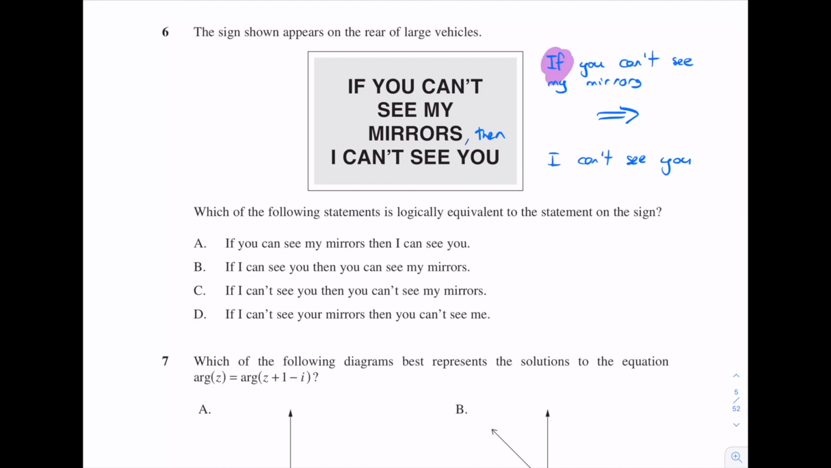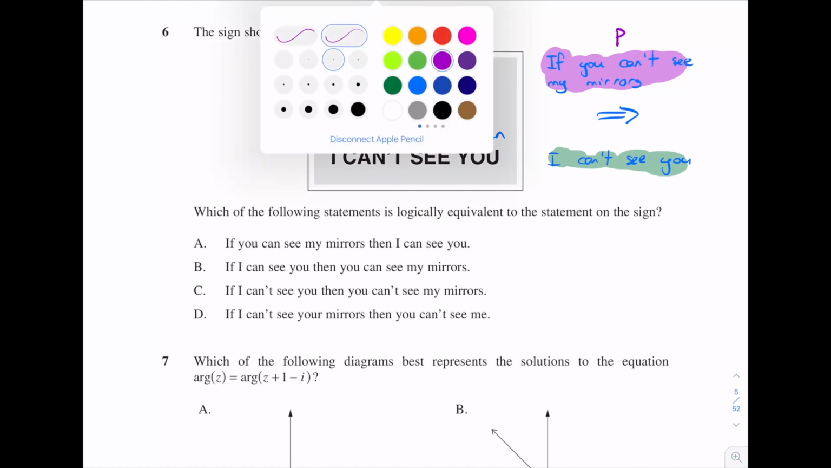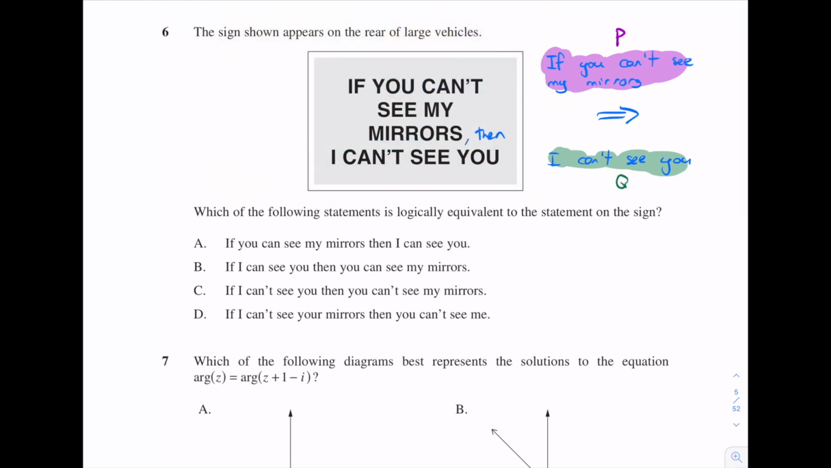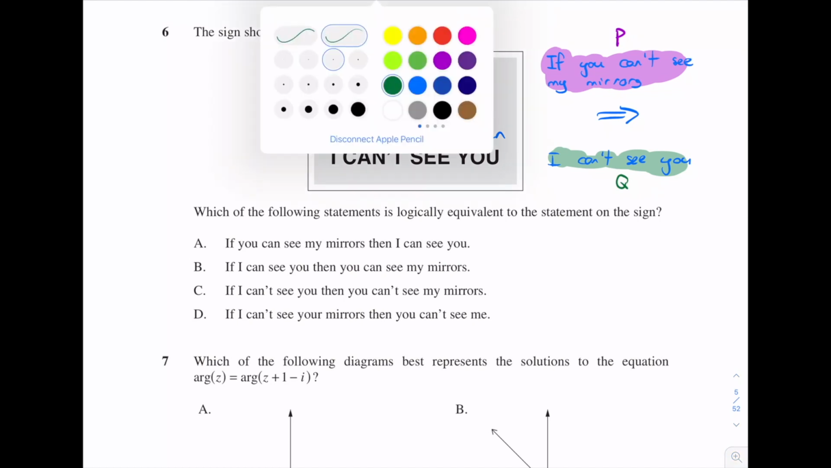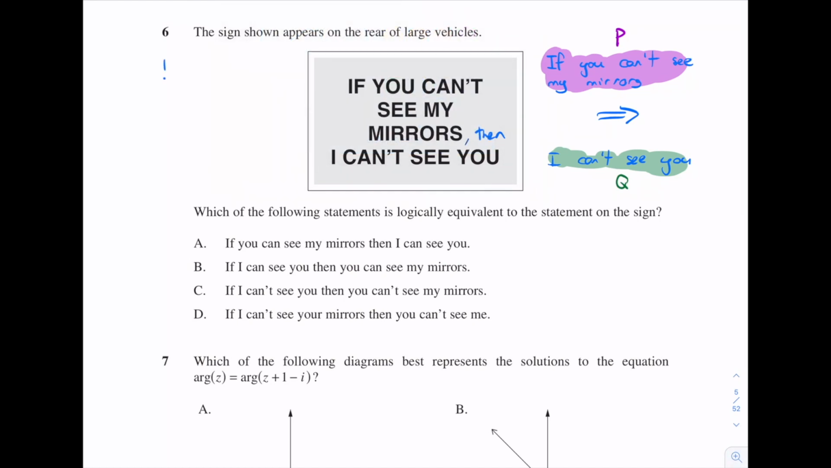So this first bit here is like my P, and I'm going to do this in purple. And then this statement is like my Q. It's my second part of the statement. So P implies Q. Now the contrapositive tells us that we should be looking for not Q implies not P. There's a few different ways that you can write not. I'm just used to writing it with an exclamation mark, but do whatever makes you feel comfortable.